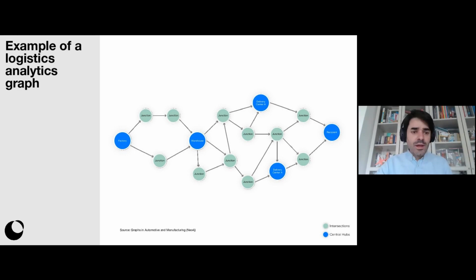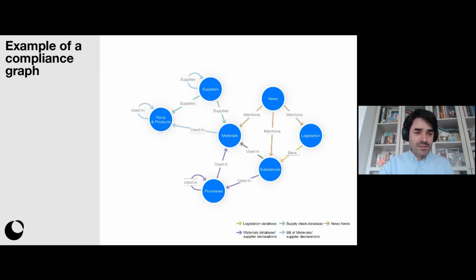And here is now an example of a simplified logistics graph. So in this logistics graph, we can see a simplified version around movement of goods with some delivery centers, some intersections and junctions. This graph can be enriched with properties such as the inventory in certain locations or the average processing times in others. And then the graph can be used to compute shortest routes based on distance, cost, and other factors. So that's an example of a logistics graph.